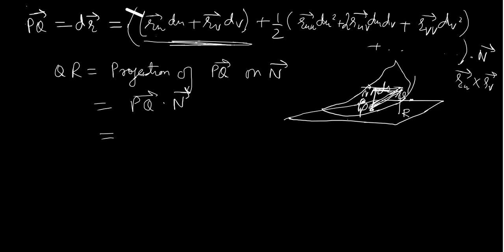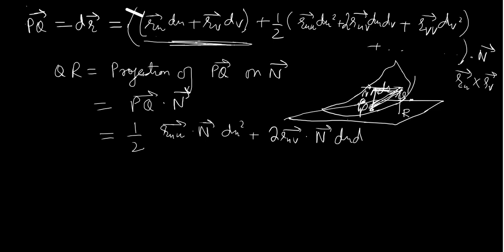And if I let du dv become very small, I am assuming that this Q is very close to P. So the higher order terms would become insignificant, they would approach 0 before lower order terms. So the only thing I would have is 1 by 2 into r sub uu dot n du square plus twice r sub uv dot n du dv plus r sub vv dot n dv square. This is what I would get by taking this point Q very close to P. I can neglect the higher order terms because they become insignificant as du dv become very small.